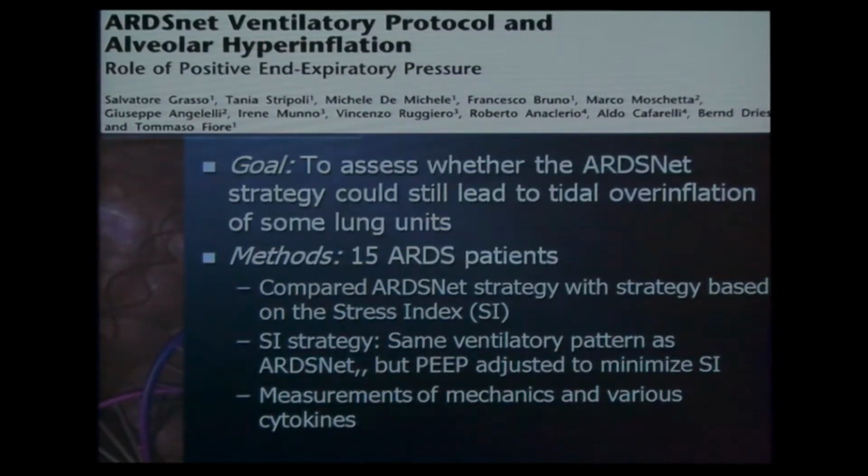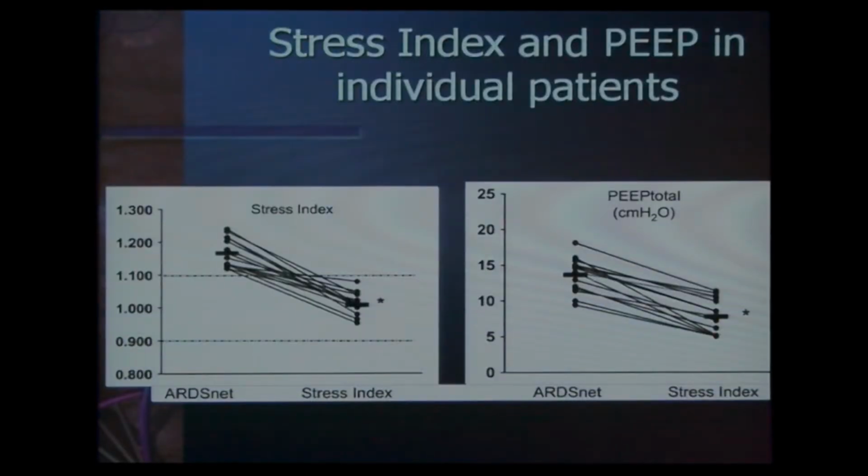And they measured mechanics and various cytokines. And here's some of the results. This is now the stress index, and you can see with the ARDSnet strategy, a number of patients had stress indices that were greater than 1.1, suggesting overdistension. They then added PEEP, decreased PEEP, to get the stress index down around 1, between 0.9 and 1.1.